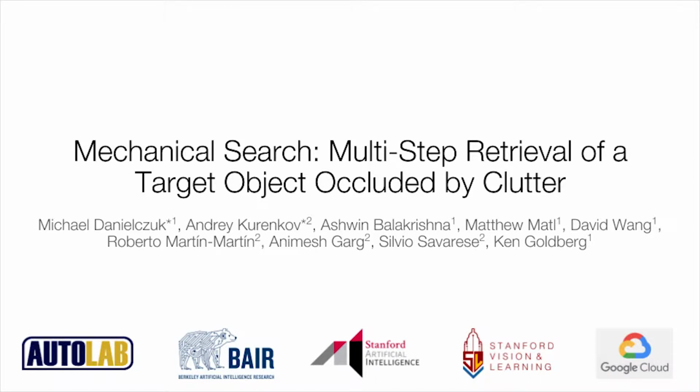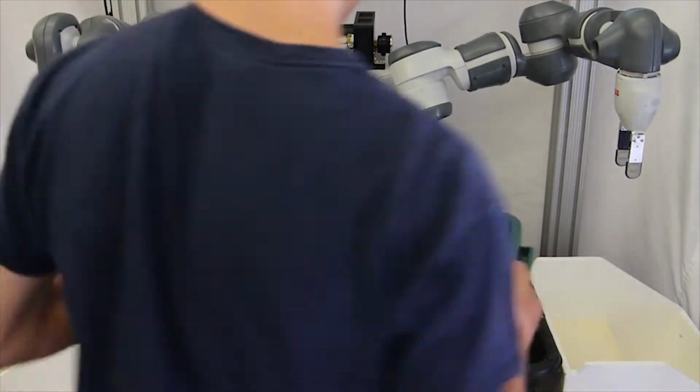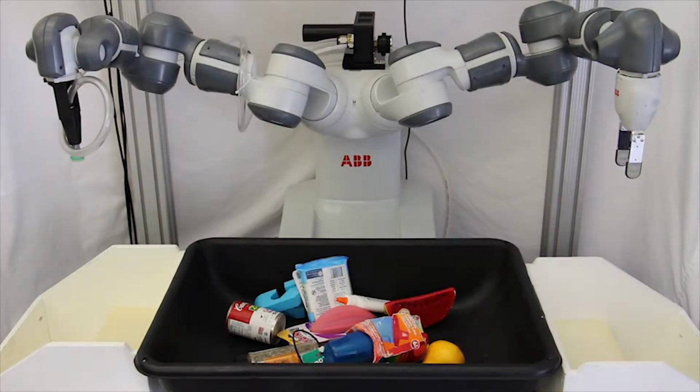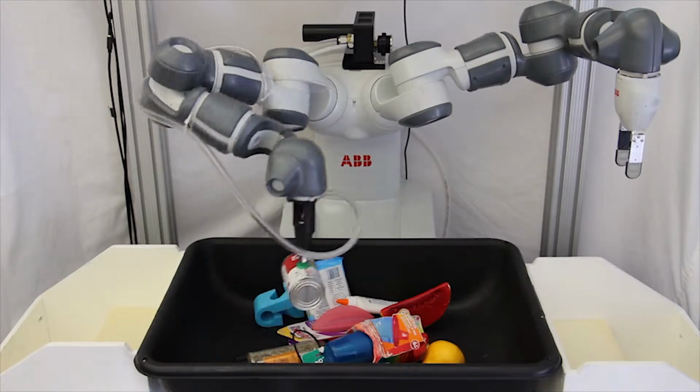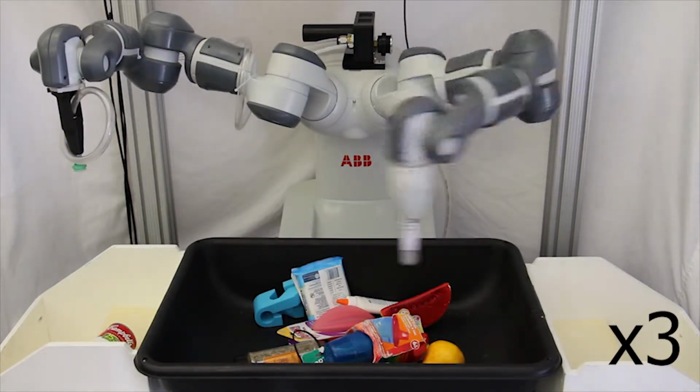This is a video summary of a paper, Mechanical Search, Multi-Step Retrieval of a Target Object Occluded by Clutter. When operating in unstructured environments such as warehouses, homes, and retail centers, there is often need for what we call mechanical search, finding and retrieving specific objects from cluttered bins, shelves, or tables.